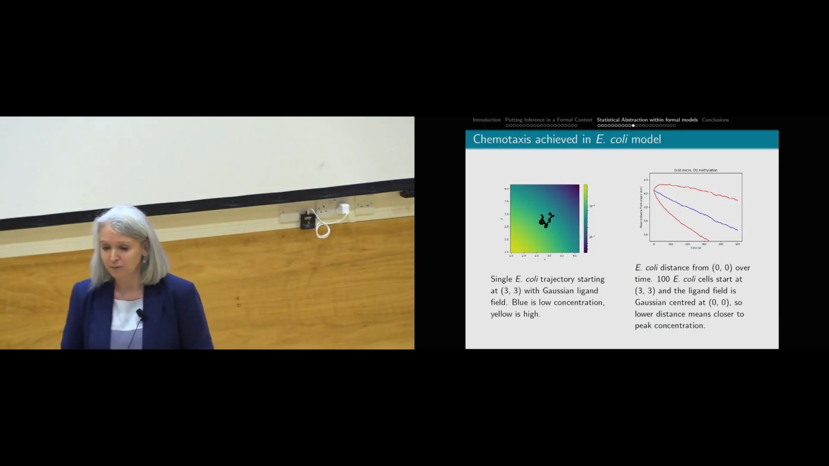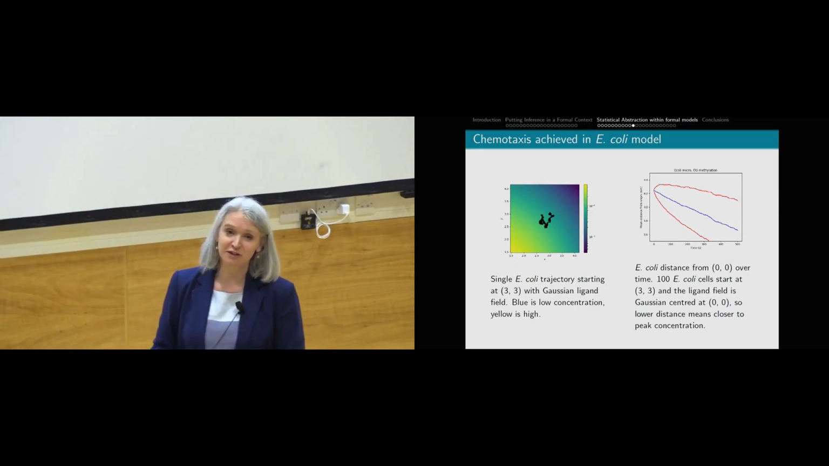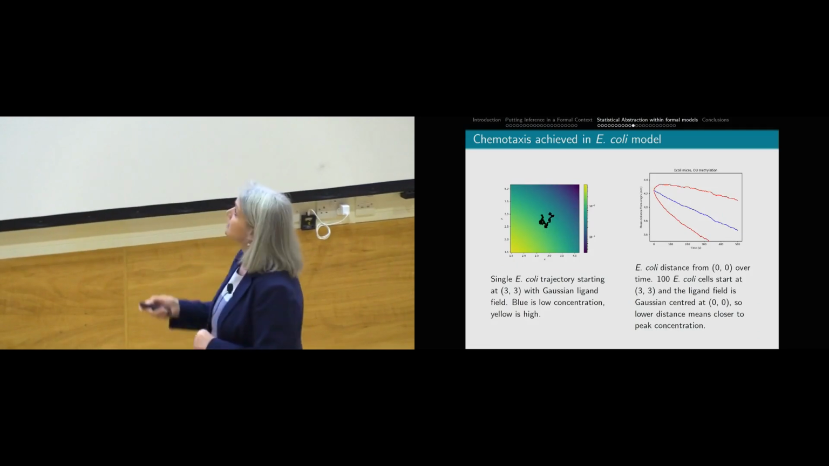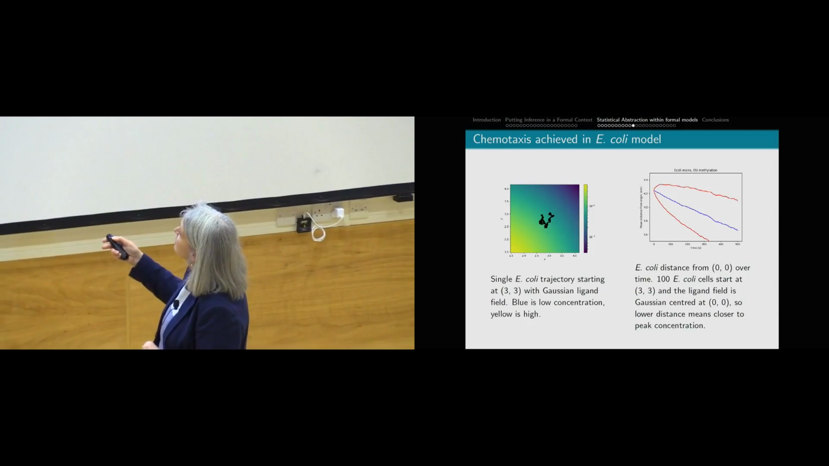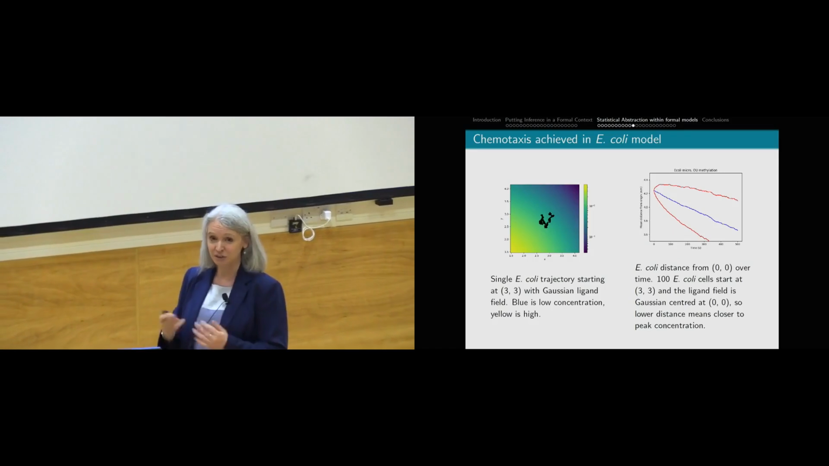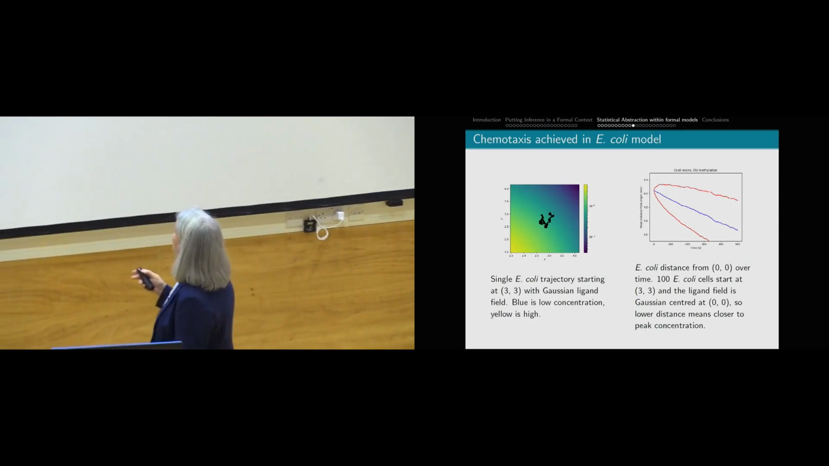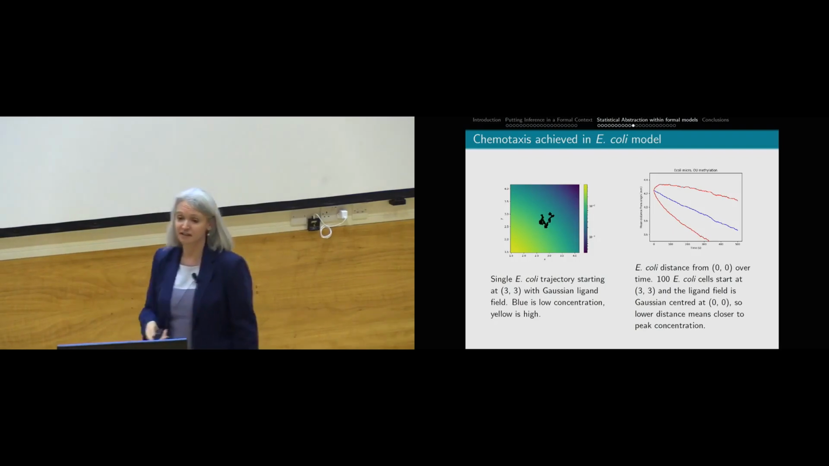This is the kind of output that we get. So this is a single trajectory. So they do follow a gradient, but in a rather random way. So here, blue is low concentration, yellow is high. So this is actually its starting point. It's sort of going towards the higher concentration, but they're not very determined E. coli. This is, if we look at a whole set of runs, 100 runs, all starting in the same place, we can see that they do make progress towards the higher concentration over time, but there's very wide variance in that.